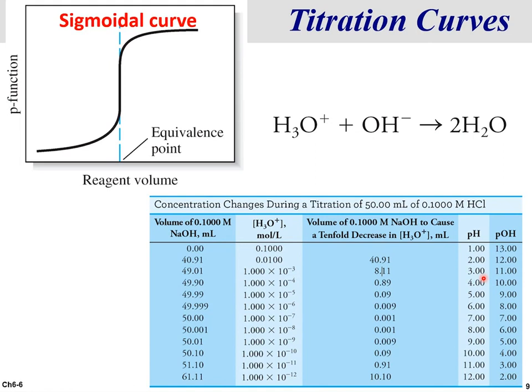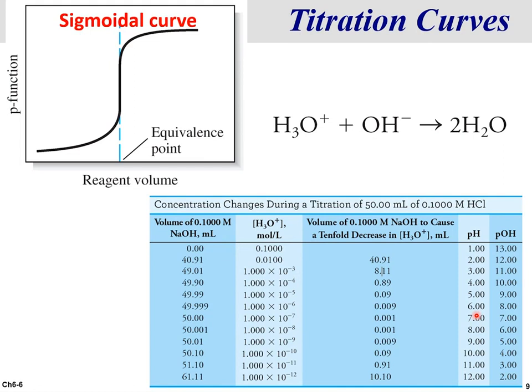In this titration, since we're titrating 0.1 molar HCl with 0.1 molar NaOH, and we have 50 milliliters of 0.1 molar HCl, the equivalence point is going to be after adding 50 milliliters of 0.1 molar NaOH, okay? And the pH at the equivalence point will be 7. So now, look, the pH of 7 is here.